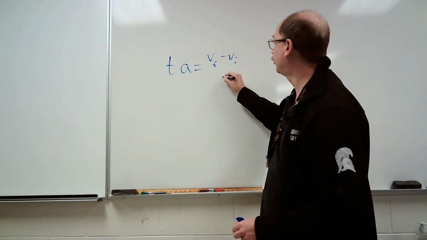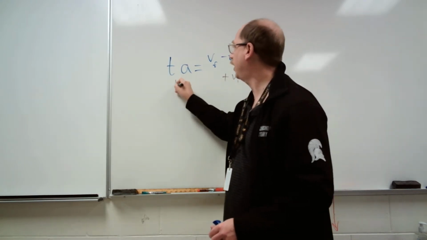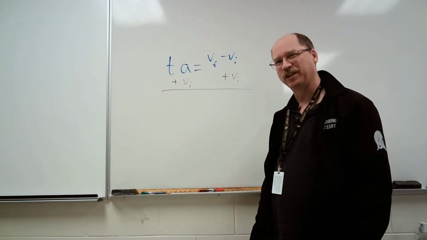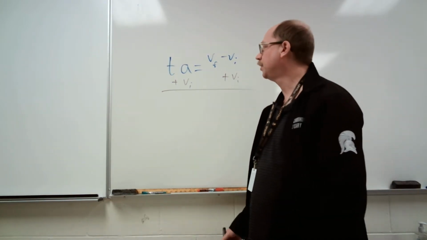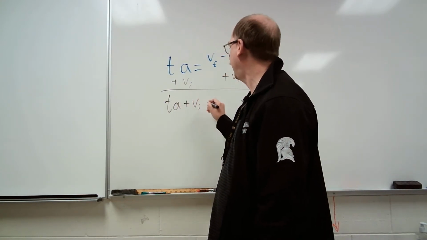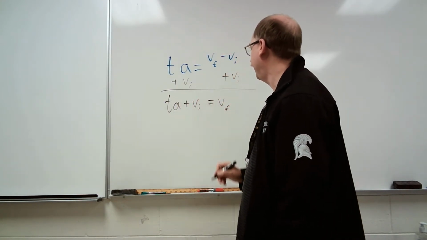The opposite of subtracting VI is to add VI to both sides. And sometimes in math class, they write it out this way when they're solving things out in formulas. So that would give me TA plus VI equals VF.